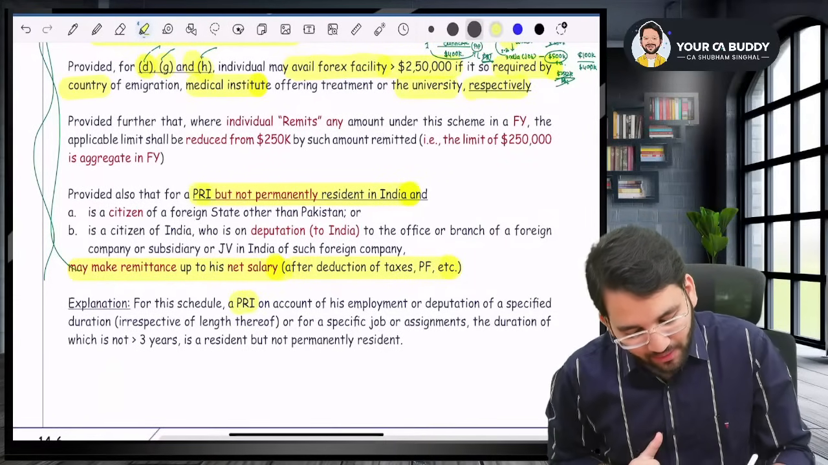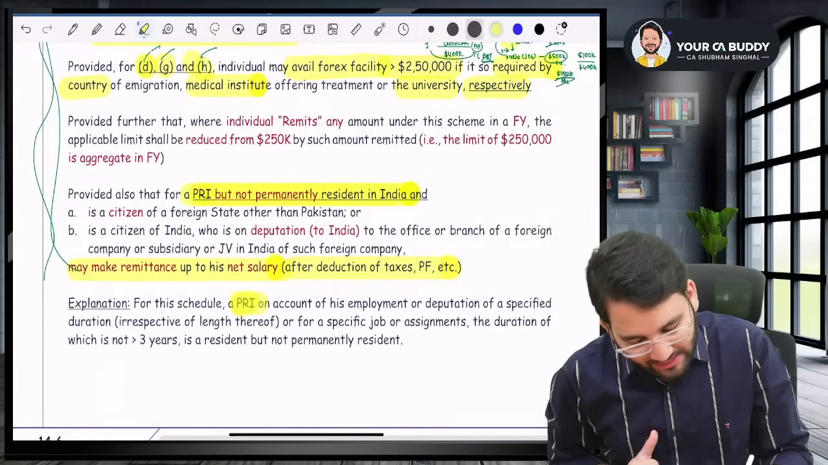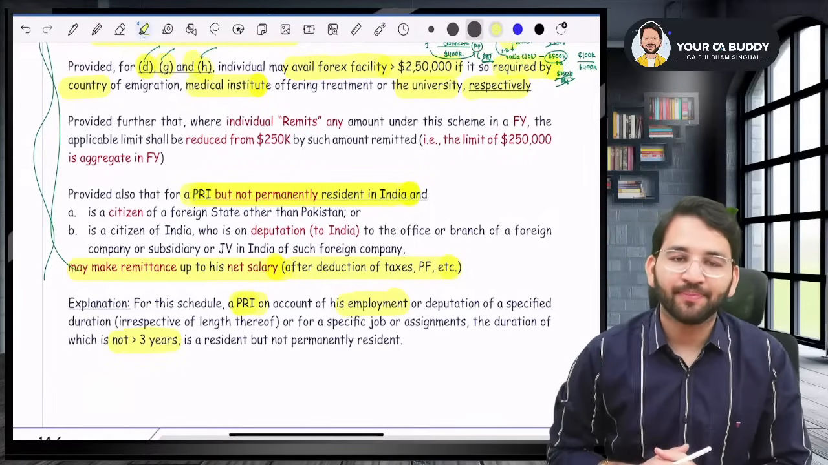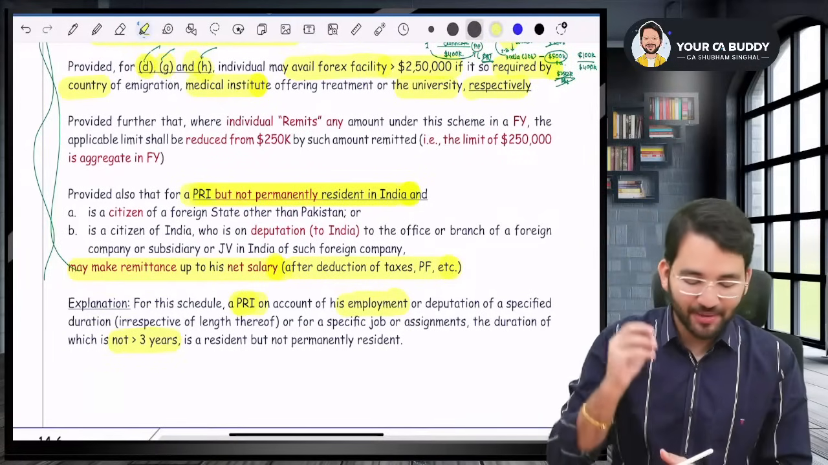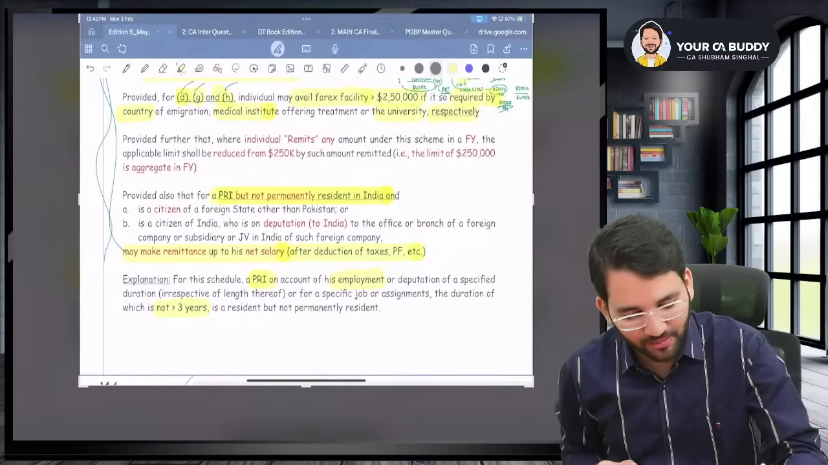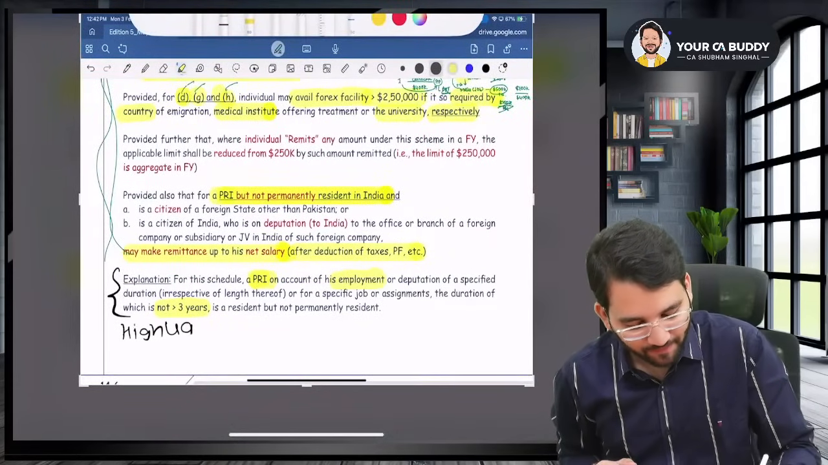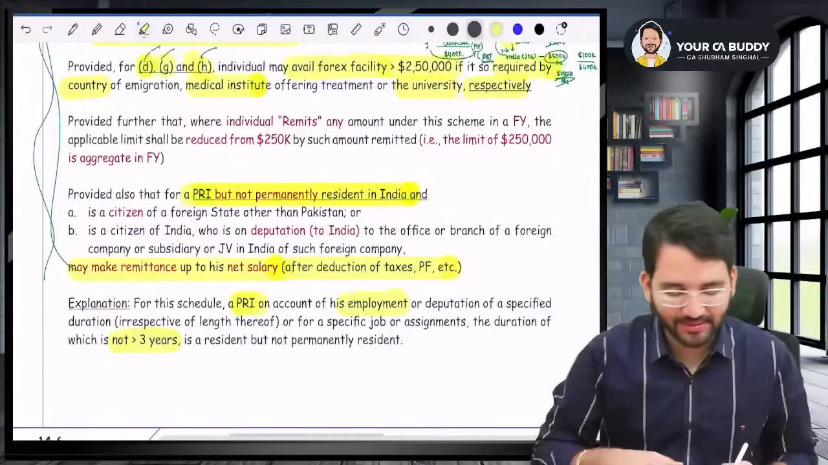What is PRI but not permanently resident? Sir, he is a PRI who has come for employment, but it is not more than 3 years. He is a PRI but not permanently resident. Are you with me? Yes. Okay, sir.